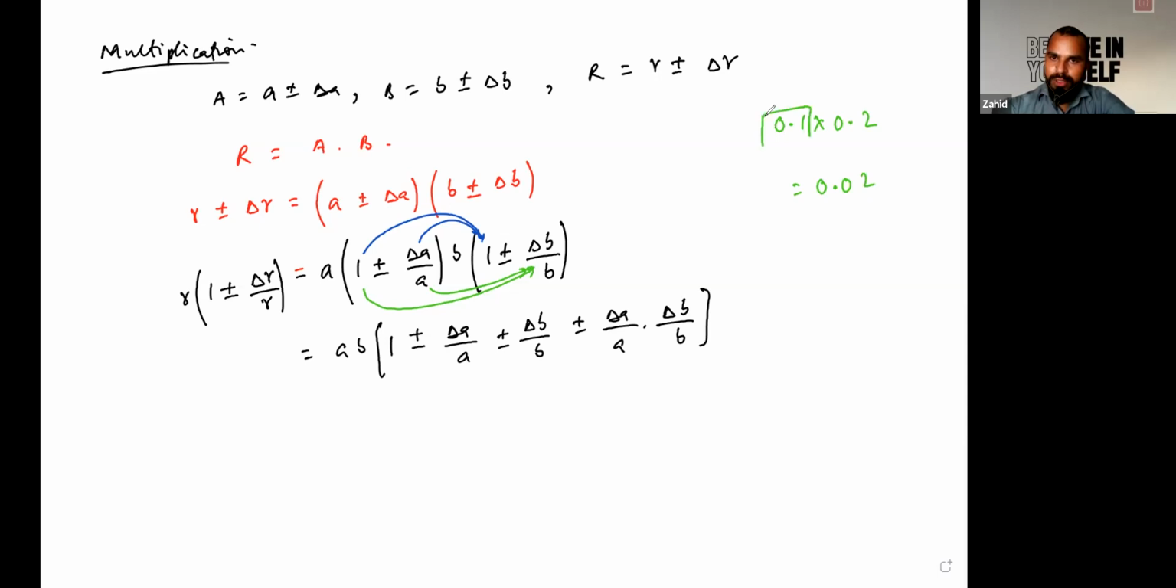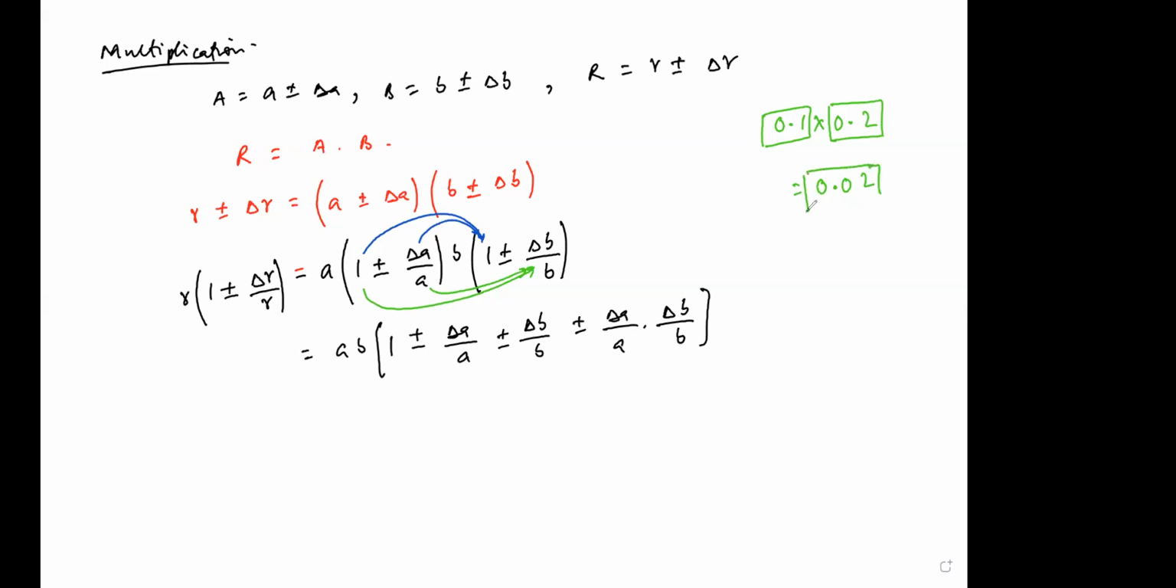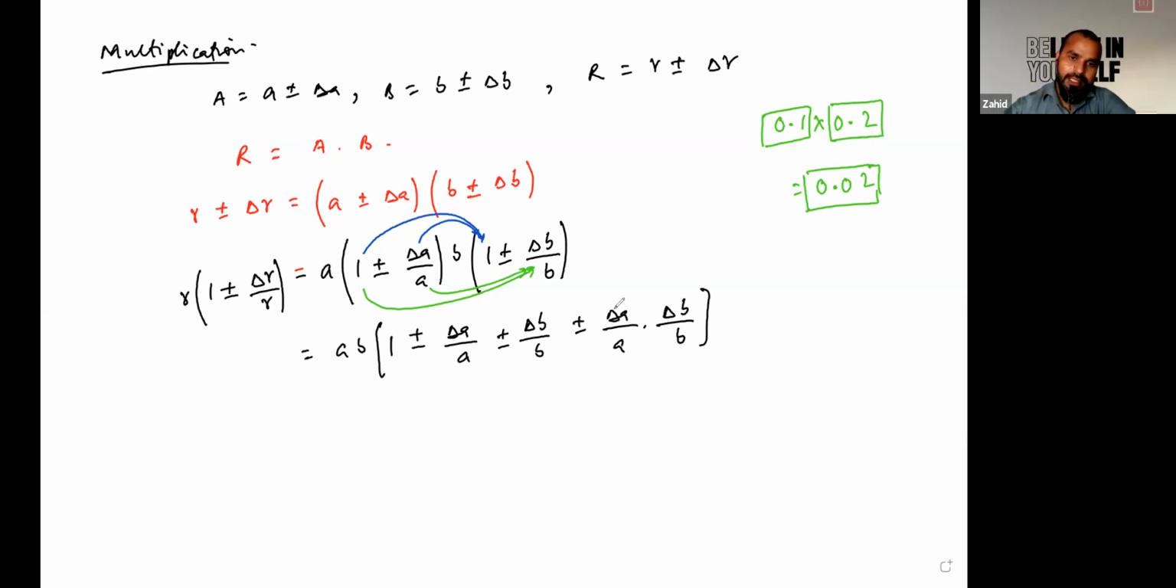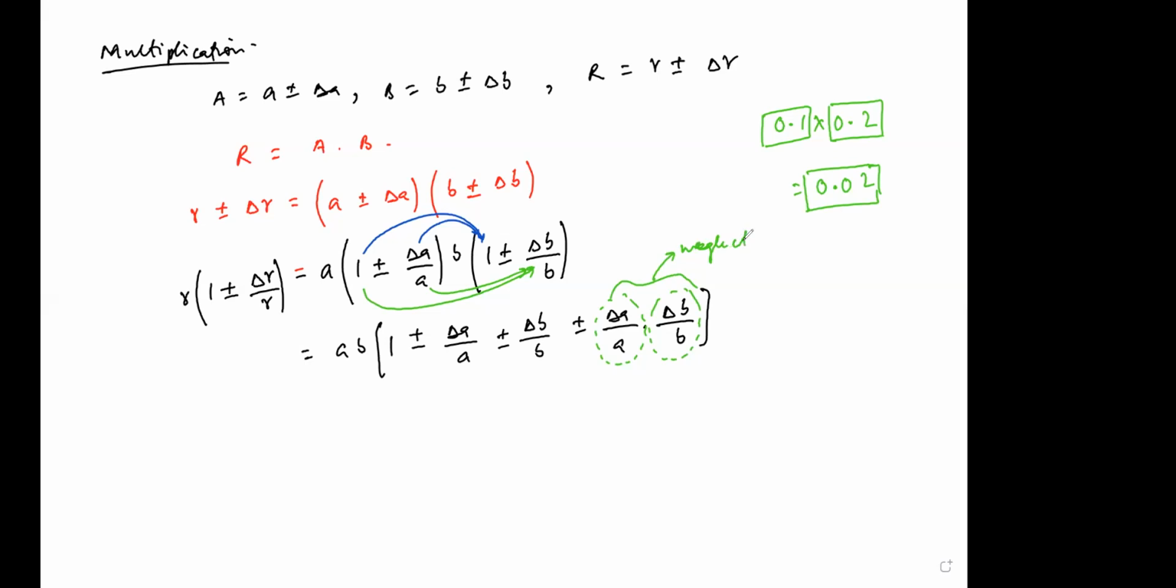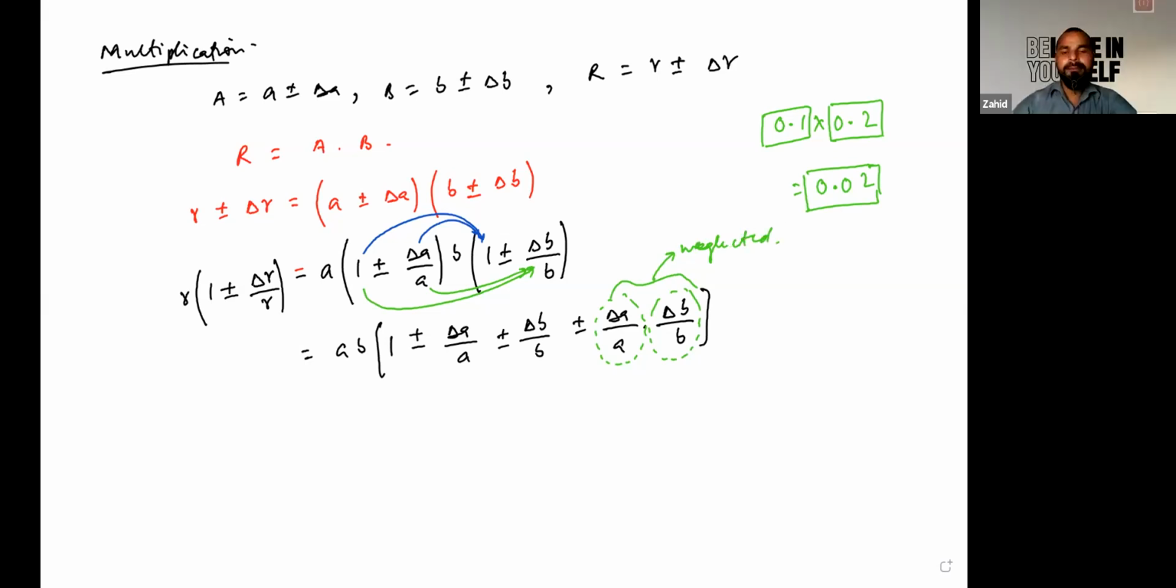So if you multiply two small terms like 0.1 and 0.2, the result would be much smaller than these two inputs. Similarly, we have two small terms like delta A over A and delta B over B, so their product would be negligibly small, and we can neglect this particular term. Is it fine? Yes, sir. Okay. Now, A times B, take out plus minus as common from both these terms, so it will be plus minus delta A over A plus delta B over B.